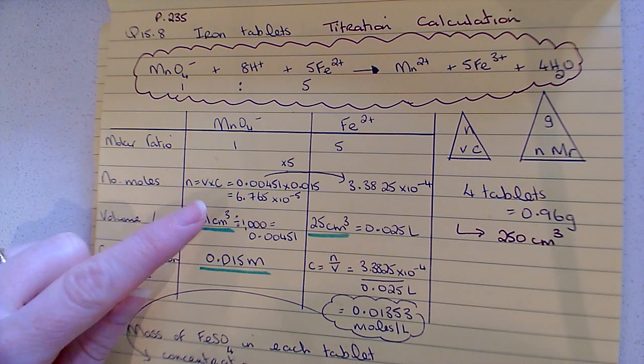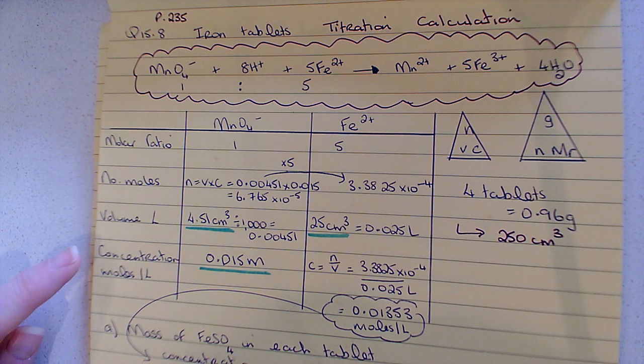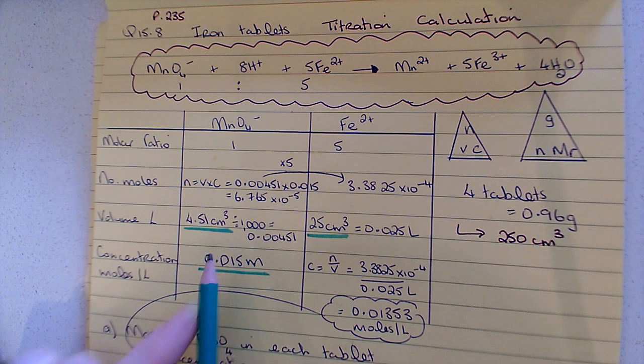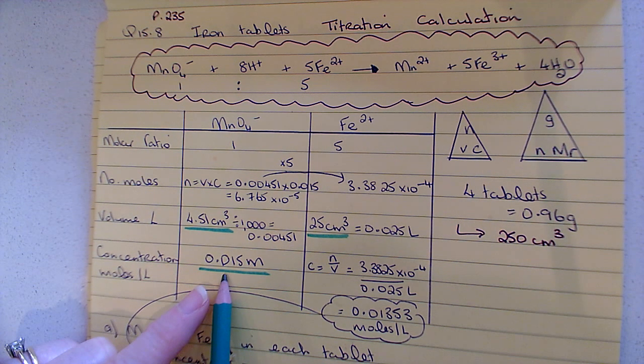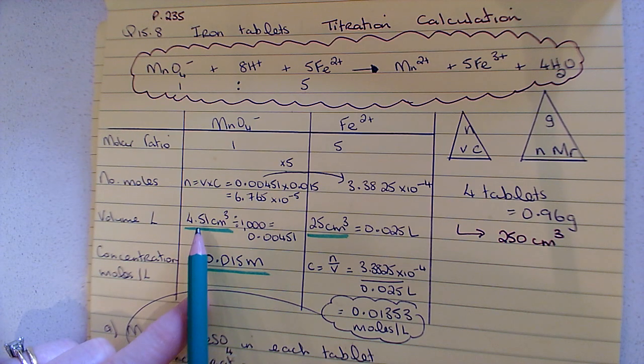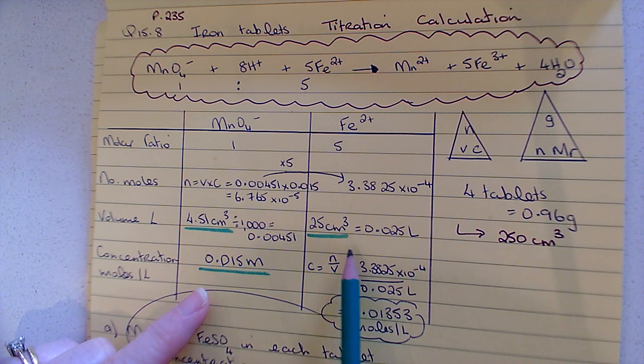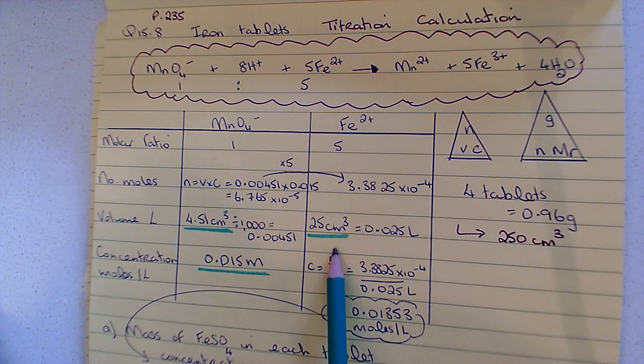So I have molar ratio, I have the number of moles, the volume in litres, and the concentration in moles per litre. I was told in the question that I had a 0.015 molar solution of potassium permanganate, and the titration value there was 4.51. That was the reading from the burette, and in the conical flask was 25 cm³ of the iron tablet solution.